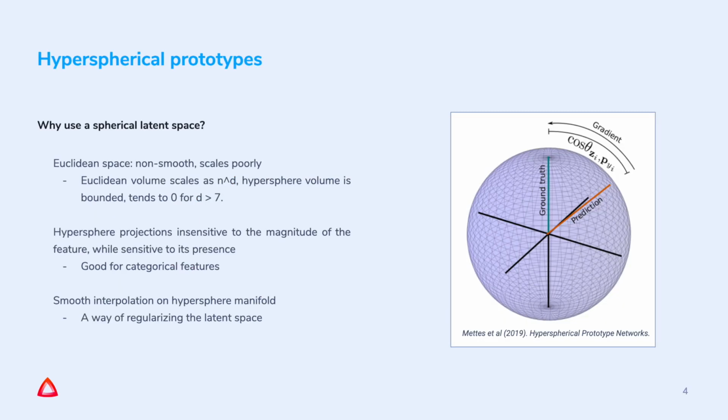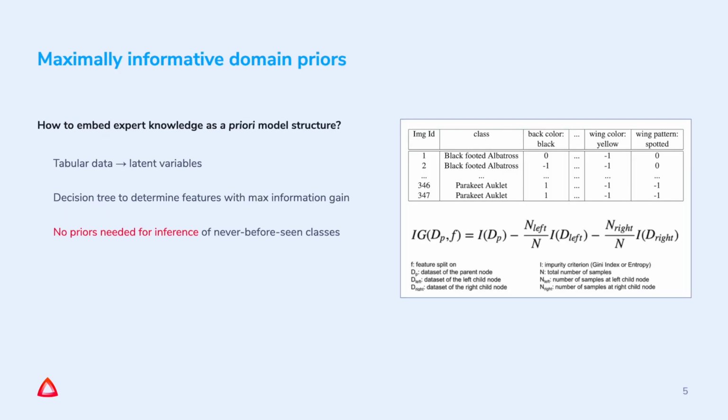Hyperspheres help with the fine-grained few-shot task as they are more sensitive to simply the presence of important features, and can smoothly interpolate between examples on the surface. We use visual Boolean features from the tabular data associated with the images. These tabular features are transformed into the latent features.